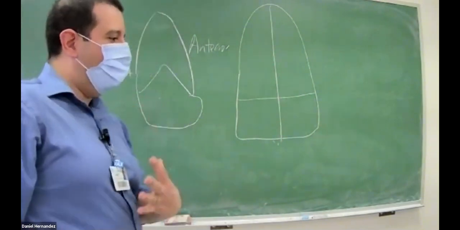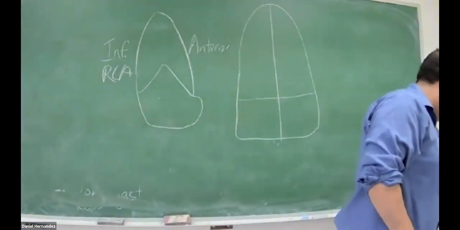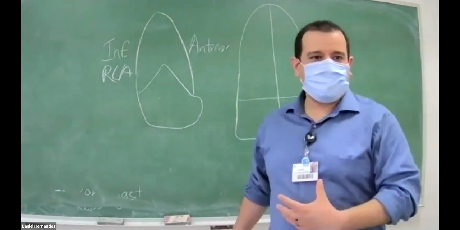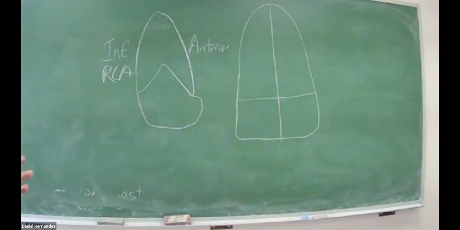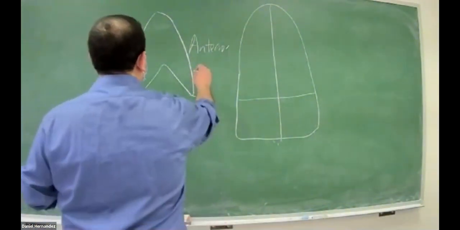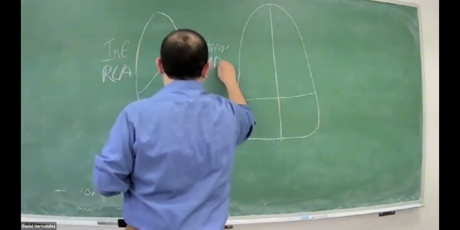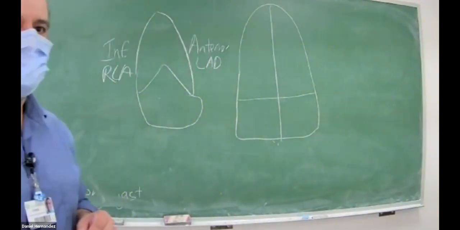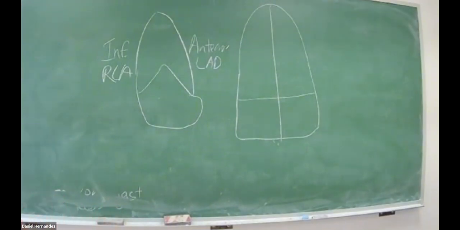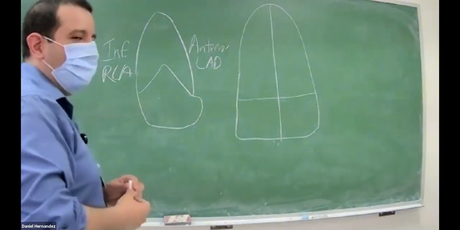So front of the heart, anterior segments, a good portion of your anterolateral segments are all going to be LAD. And anything inferior, posterior, right side of the heart, it's going to be your right coronary artery.